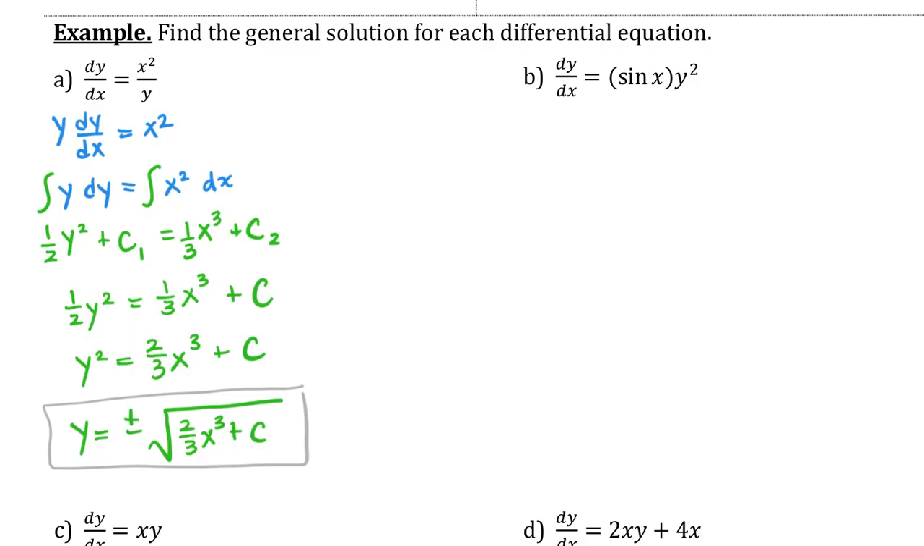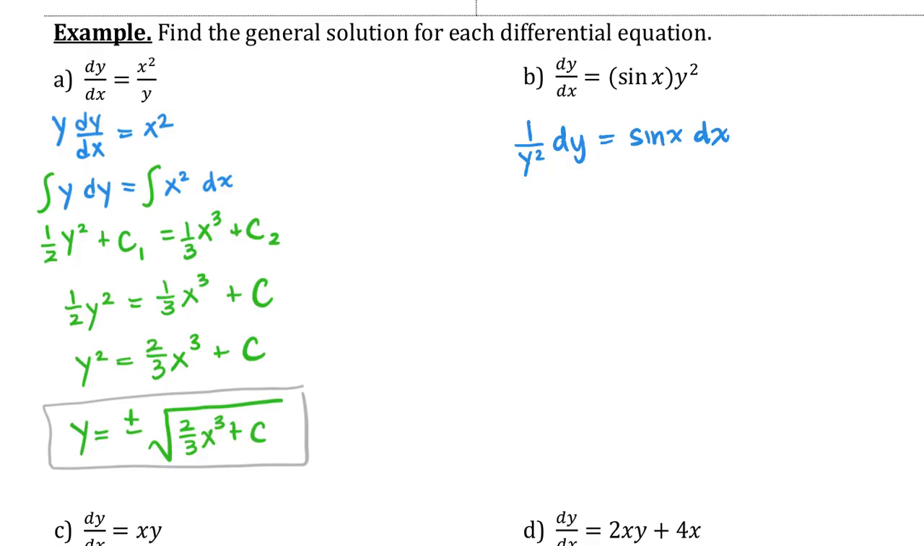Okay, let's go ahead and try b. Since this has sine x and it has the y squared, the x's and y's are all mixed up, so I'm going to do separation of variables. I'm going to move the y to the left side, and the x's I'm going to move to the right side. On the left side, I have dy already, so I'm going to divide by y squared. So I'm going to have 1 over y squared dy. On the right side, I already have sine x. Let me just move the dx over there.